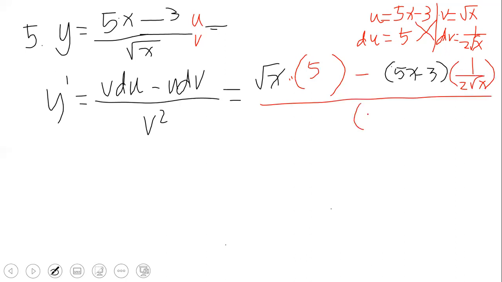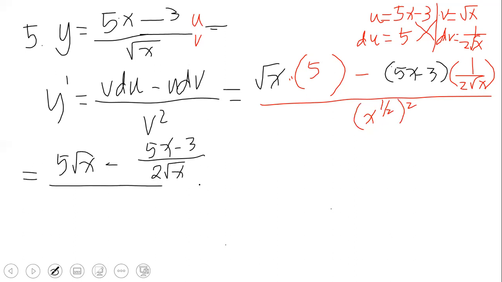So since already x raised to 1/2, then raised to 1/2. So simplify po natin yung terms. So you also have 5 square root of x minus 5x minus 3 over 2 square root of x all over x. Mawawala na yung 1/2 kasi which is being already override by 2 by the squared sa labas. So that's why x na lang yung power ng denominator.